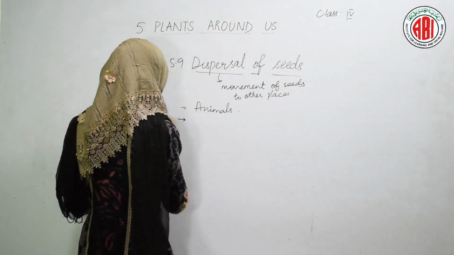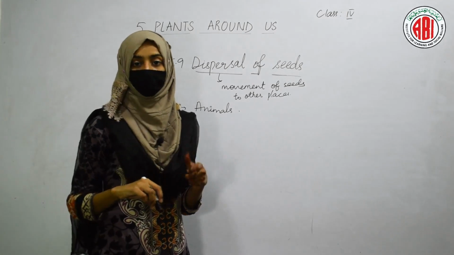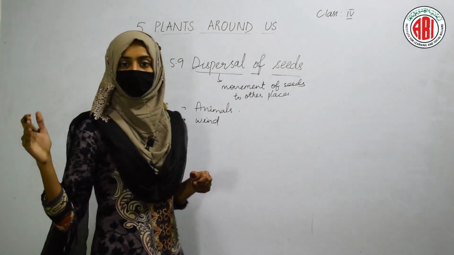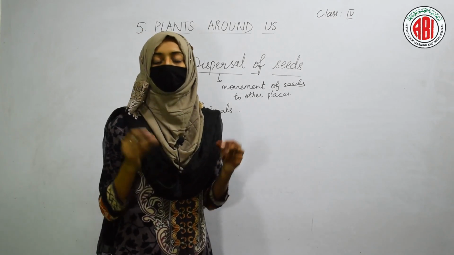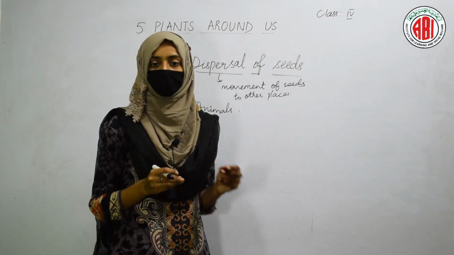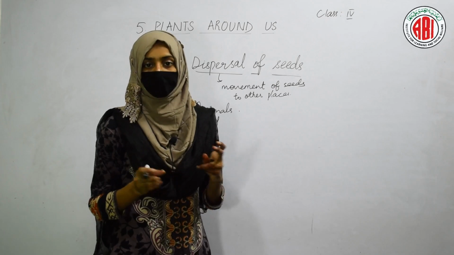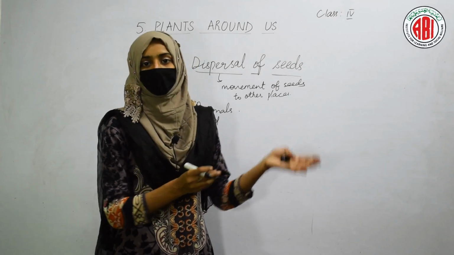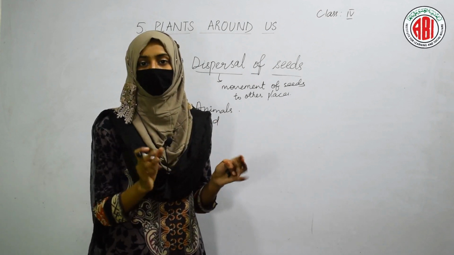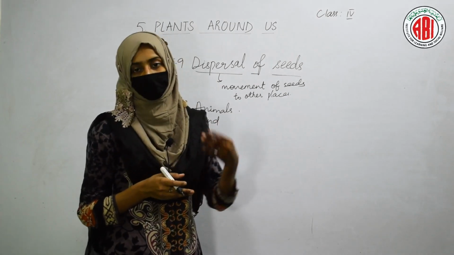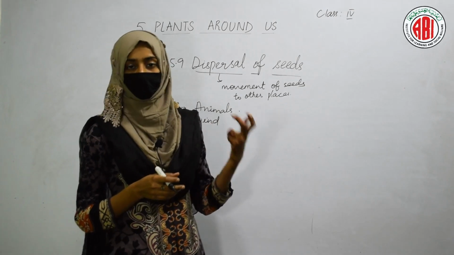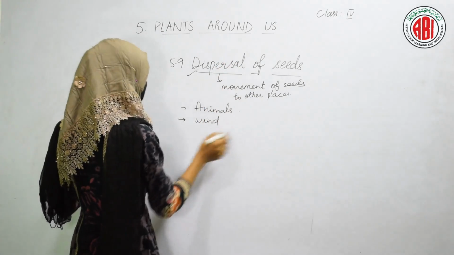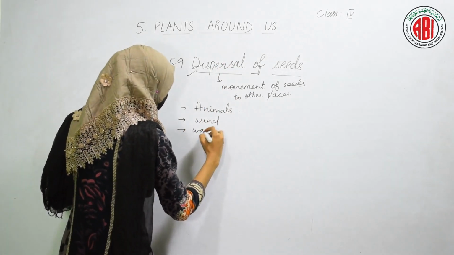The next one is through wind also. Wind is moving air. Whenever the air moves with a higher speed, the seeds which are present can show movement. They can move from their place. They can reach other places, and when they get a proper environment, they germinate and produce a new plant at the other place also. So through wind also the dispersal of seeds can be achieved, and even through water.